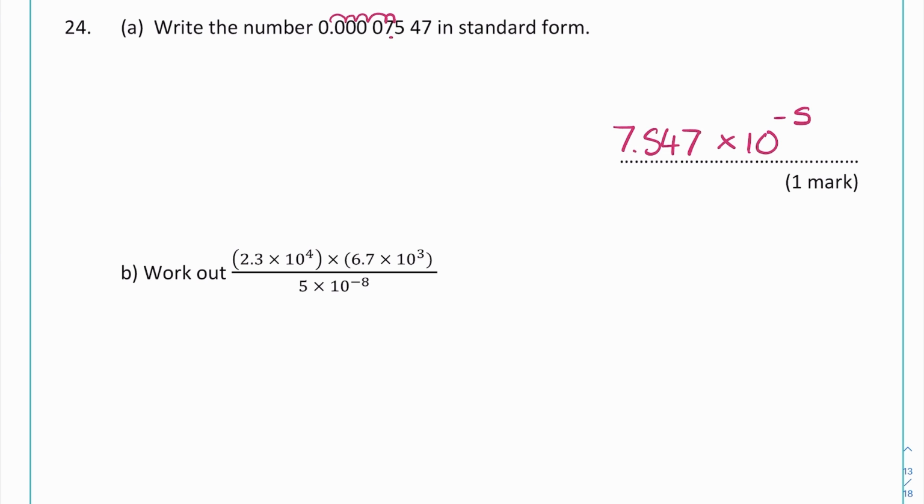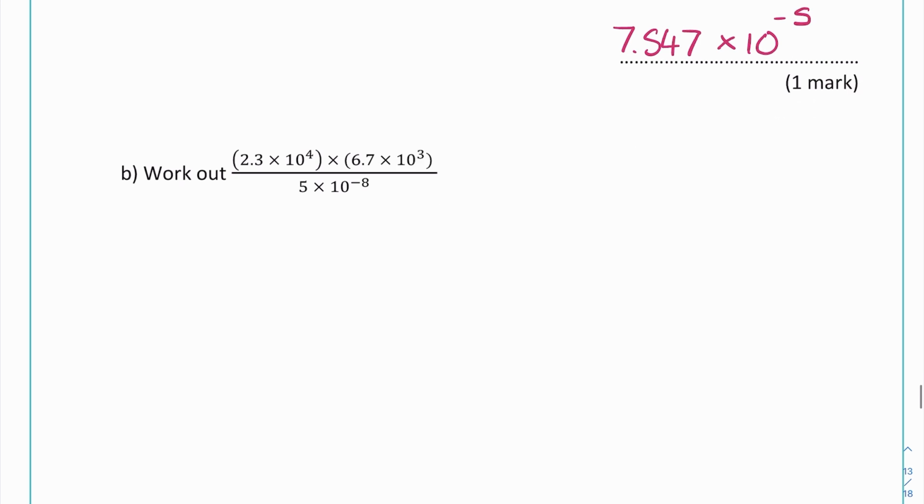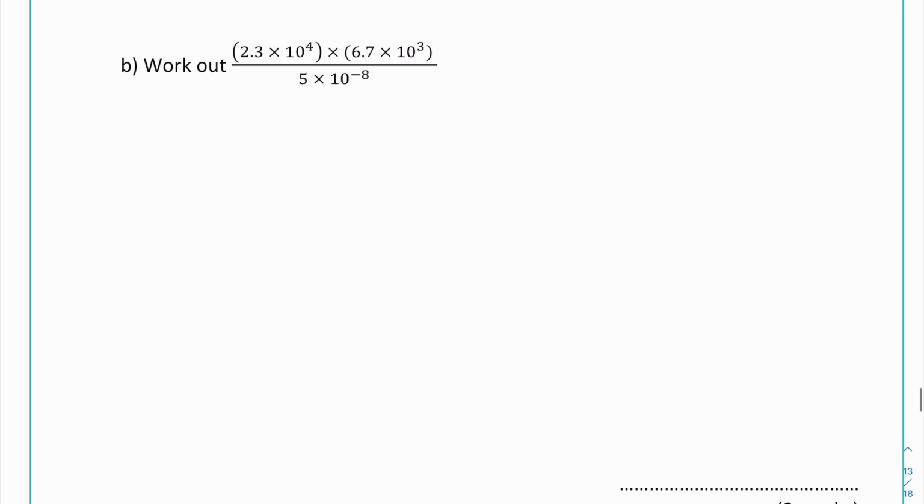So there we go, that's converting it in standard form. For part B, we have a slightly larger thing to work out. Now this can just be typed into the calculator. So if I press the fraction button, and then type in what I have on the top and what I have on the bottom, and it will just straight away give me the answer.